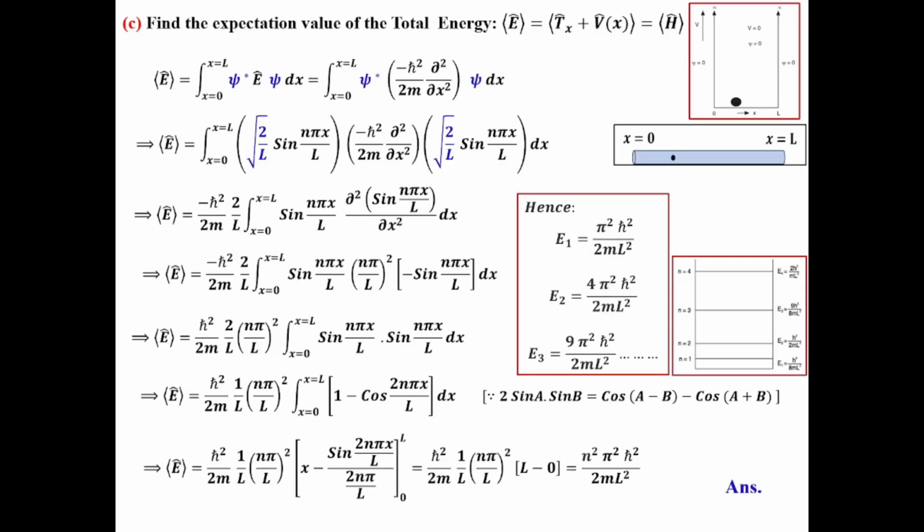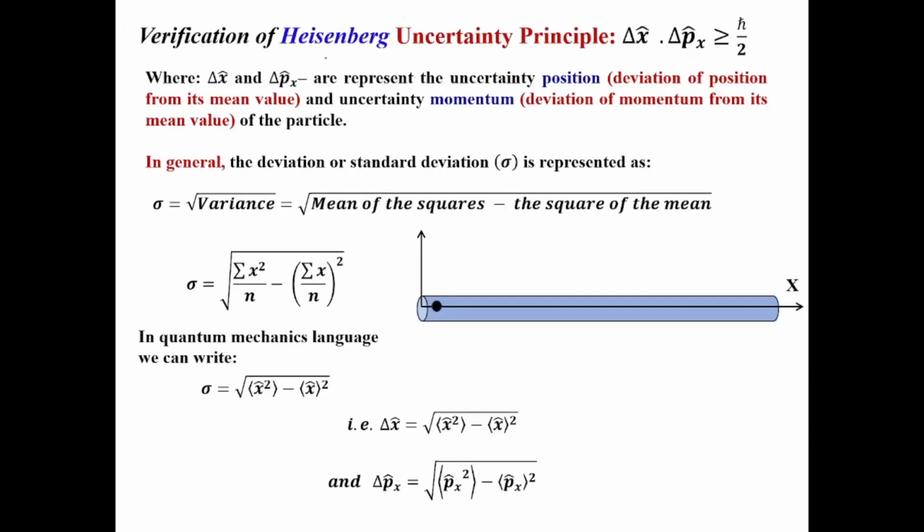So here we have to stop our discussion for this class. In the next class we are going to discuss the verification of the Heisenberg uncertainty principle, that we know del x cap into del px cap is greater than or equal to h cross by 2, where del x cap and del px cap represent the uncertainty in position and momentum of a particle.